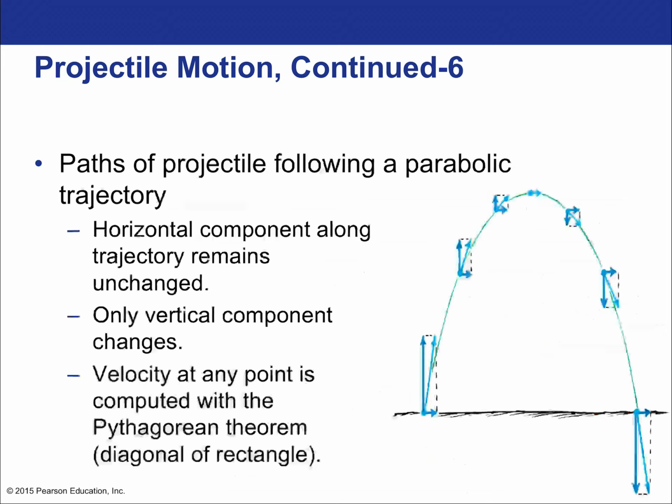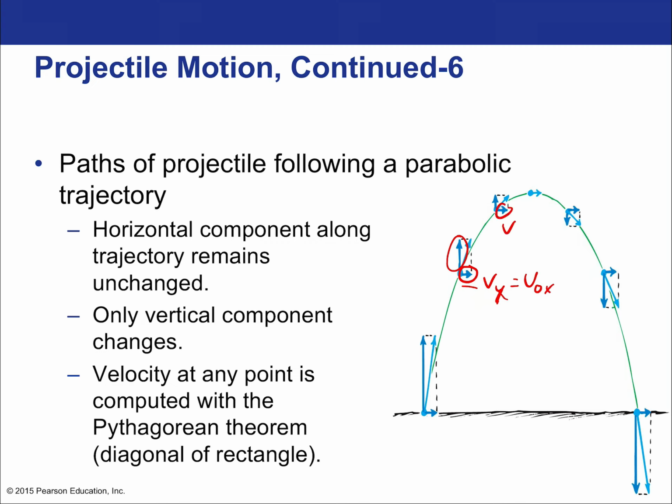This is just kind of repeating the same information with a very similar picture. The horizontal component along the trajectory remains unchanged. Only the vertical component changes, and velocity at any point is computed with the Pythagorean theorem, diagonal of the rectangle, because we can independently find both this component and the vertical component. Now I'll tell you, finding the horizontal component is darn easy because it literally is just equal to the initial. So here, Vx is just equal to V naught x.